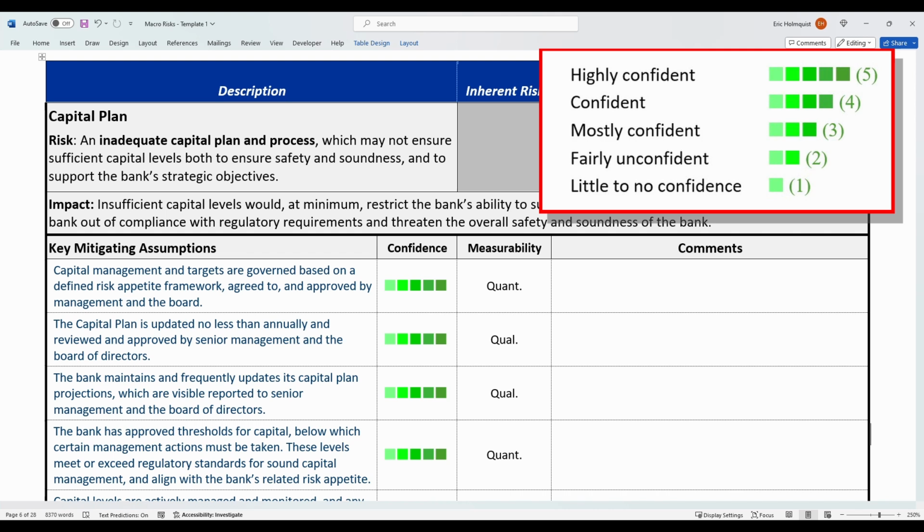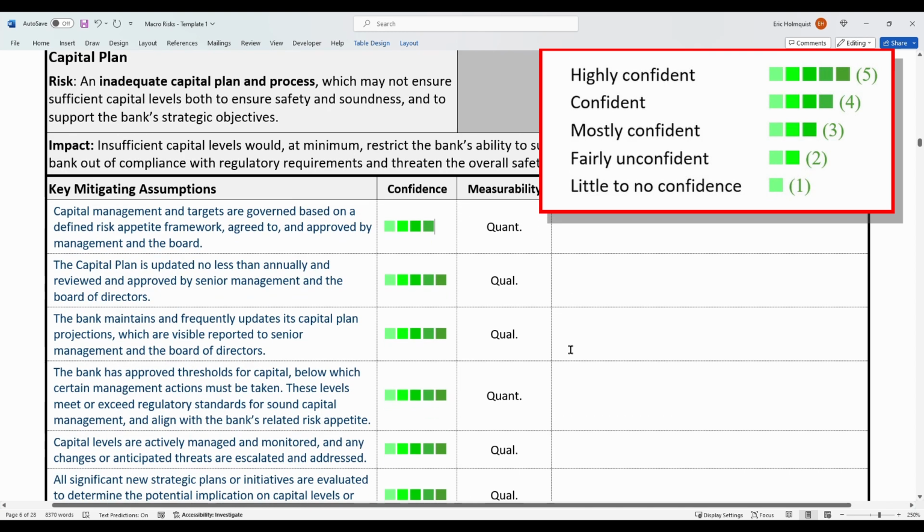So starting at the top, capital management and targets are governed based on a defined risk appetite framework agreed to and approved by management and the board. I would say yes, it absolutely is subject to a risk appetite framework. I'm not so sure how deliberate those numbers are, I think sometimes they're kind of arbitrary, but I am confident that these are managed in line with a risk appetite framework.